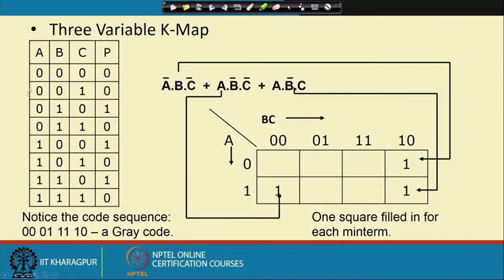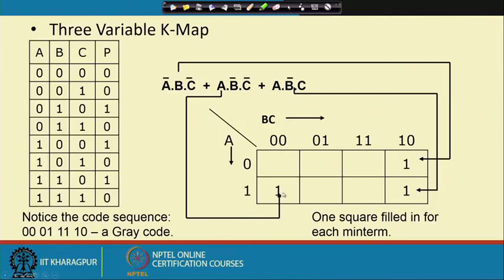Let us take a 3 variable function. This ABC combination varies from 0 0 0 to 1 1 1, and this is the output column, the function P. Now, this is 1 at 0 1 0, 1 0 0 and 1 1 0. So, 0 1 0 is this one, then we have got 1 0 0, which is this one, and 1 1 0 is that one.